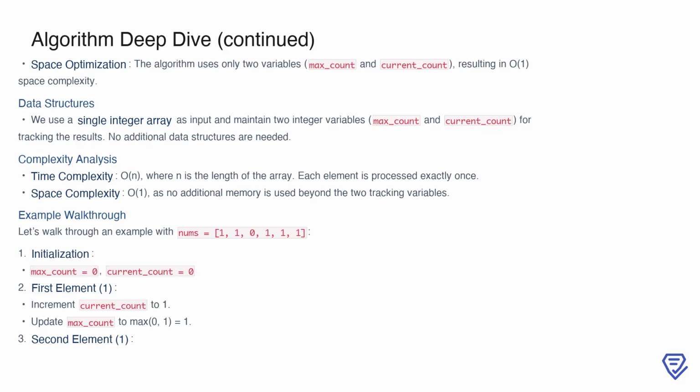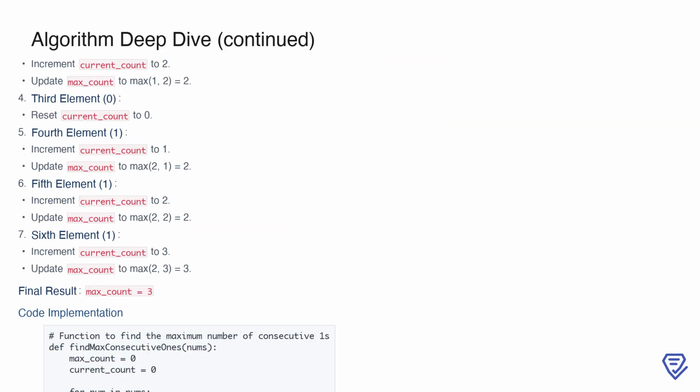Now let's examine a practical example with nums equals 1, 1, 0, 1, 1, 1, starting with max_count equals 0 and current_count equals 0. For the first element, which is 1, current_count increases to 1, and max_count is updated to 1 since it's the maximum of 0 and 1. For the second element, another 1, current_count becomes 2, and max_count is updated to 2, reflecting the ongoing streak of ones. As we continue, the third element is 0, which breaks the streak, so we reset current_count to 0.